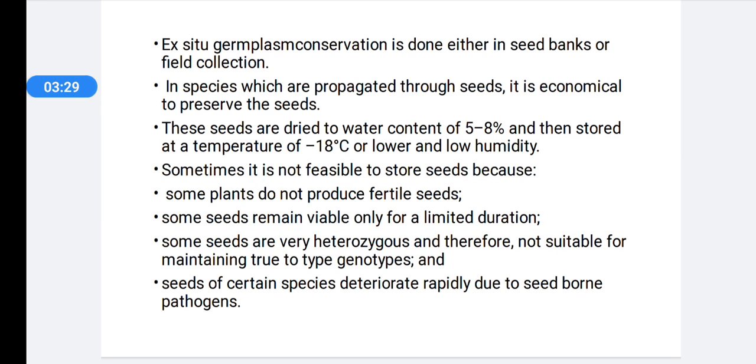As we discussed, ex situ germplasm conservation can be done either in seed banks or in field collections. We can only conserve the seeds if the species are propagated from seeds. It is economical to preserve the seeds. They preserve the seeds by drying the water content down to 5 to 8%, and then storing them at minus 18 degrees Celsius or lower and at low humidity.